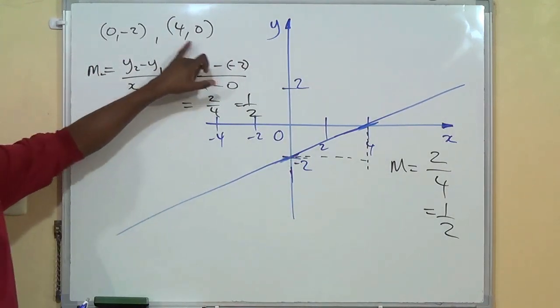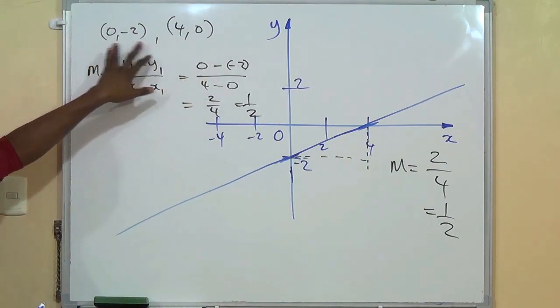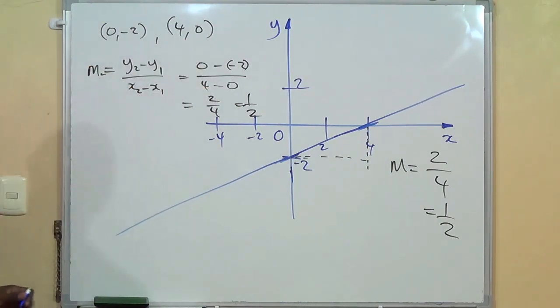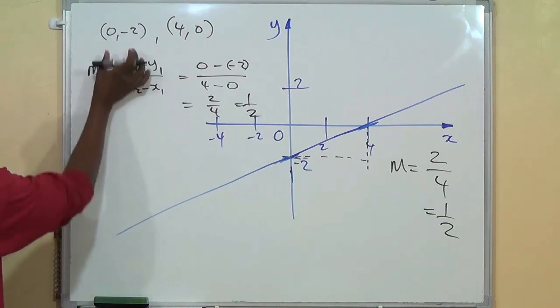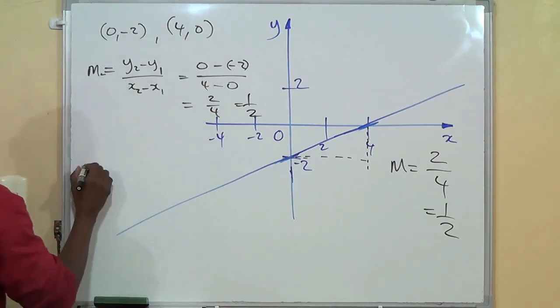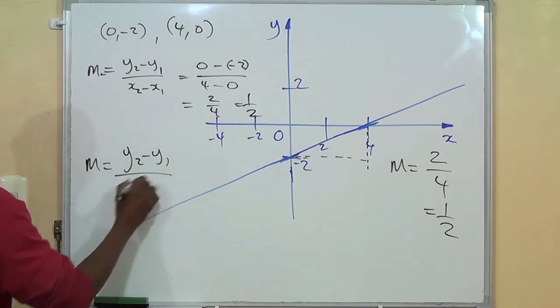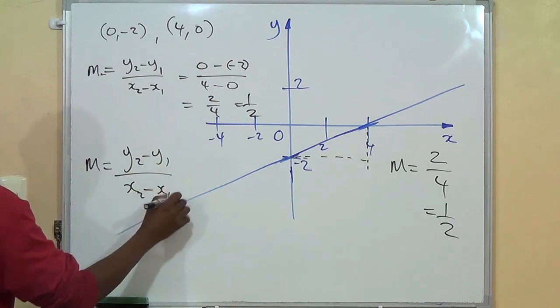So instead of using this as x2, y2, as we did here, we could use this one as x2, y2, and this one as x1, y1. So if we do that, we have y2 minus y1. So m would be, we write over the formula again, just for practice, right?